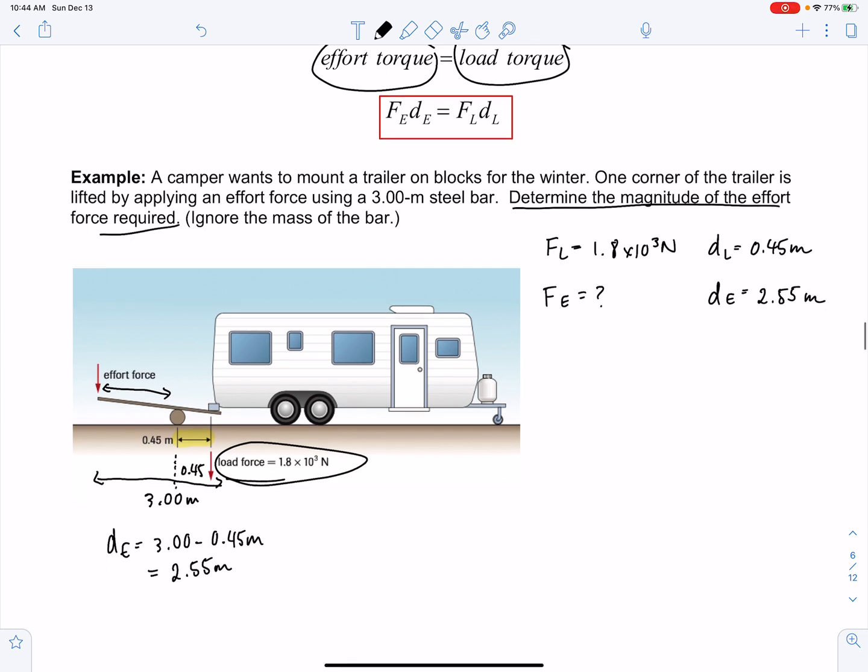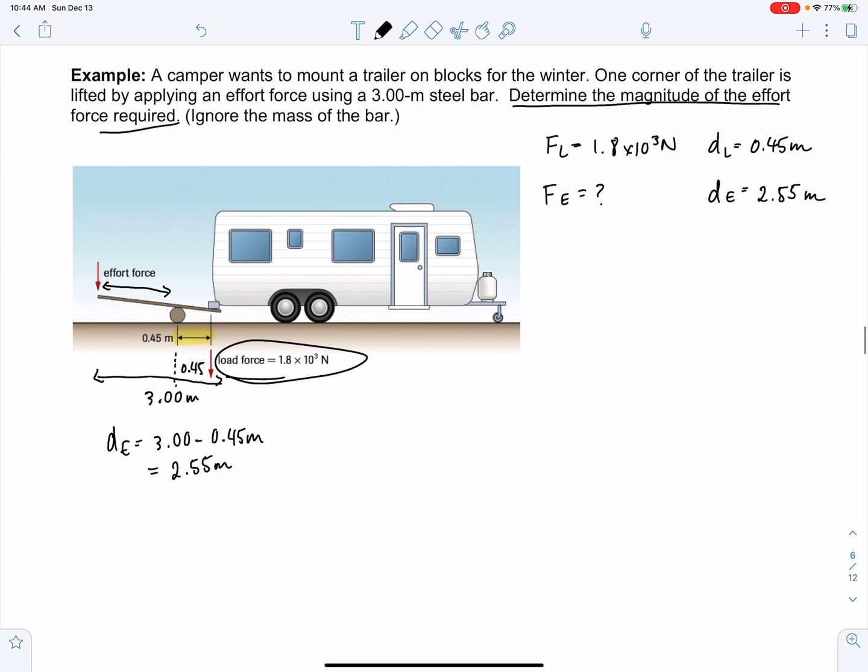In order to solve this, we're going to use the law of the lever, which states that effort torque equals load torque.